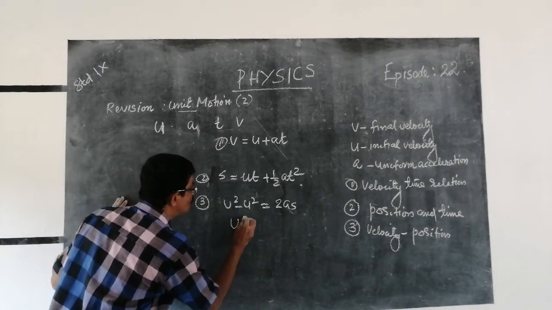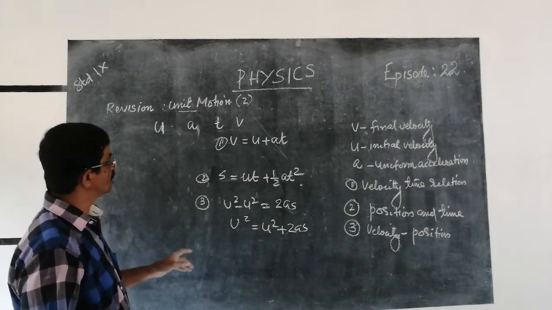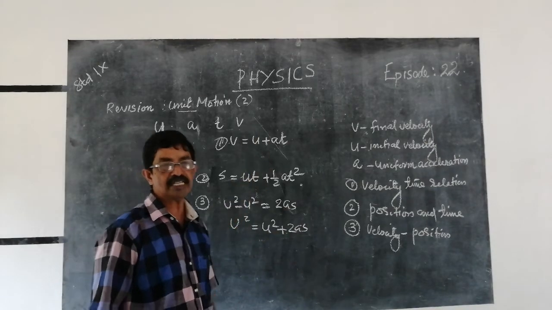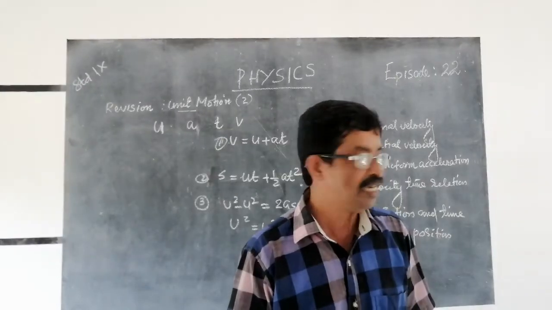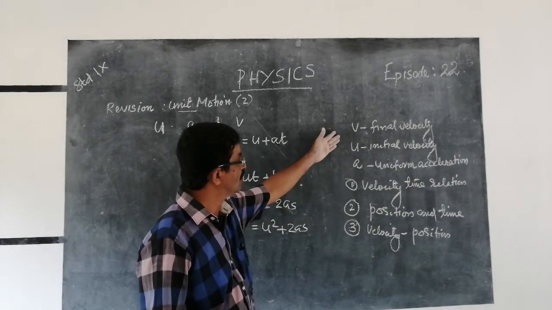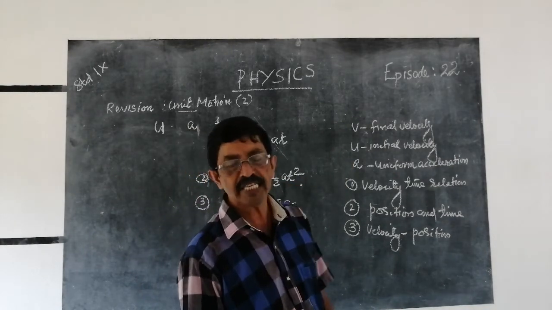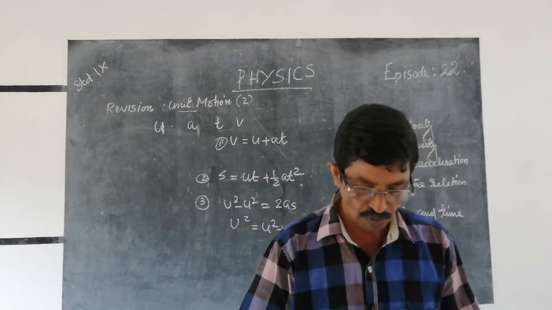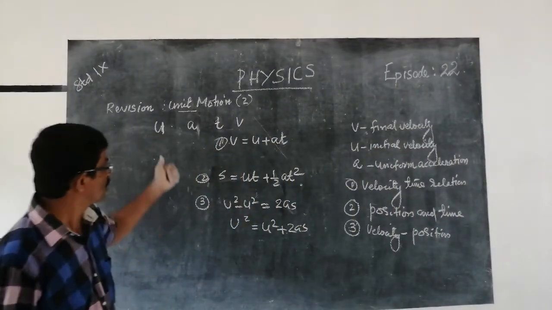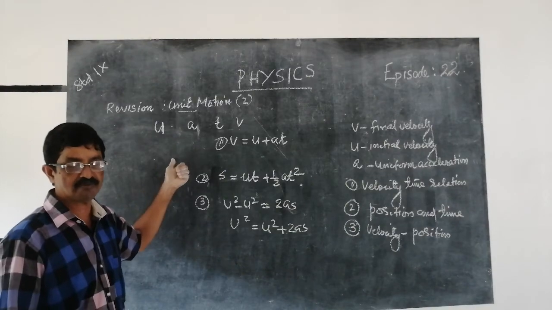This we can write in this way also: v square is equal to u square plus 2as. This is the velocity and position connecting relation. These three are the equations of motion that you want to study. Here the terms are v final, u initial, a uniform acceleration. Now these equations of motion we can also obtain using the velocity time graph of a body moving with a uniform acceleration.